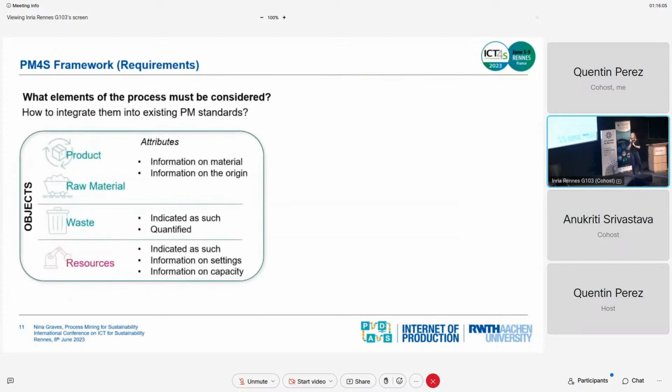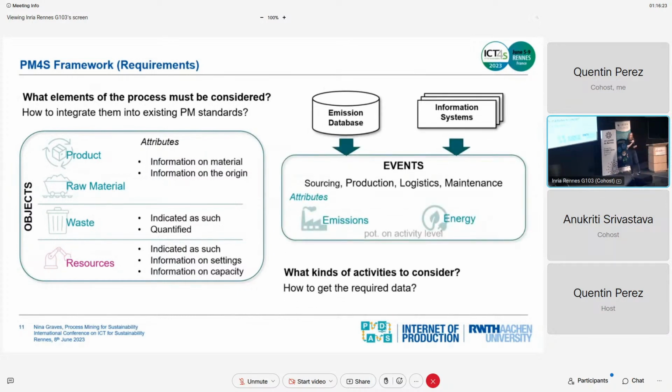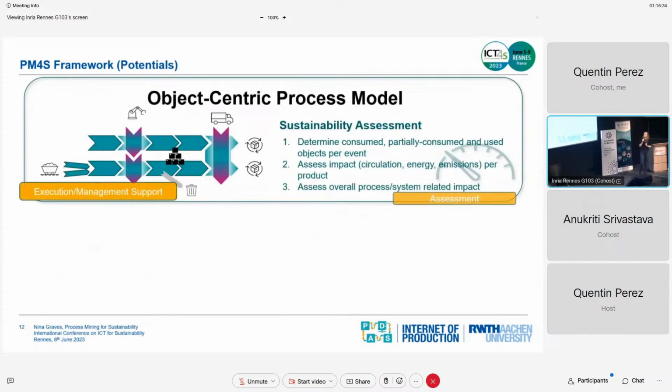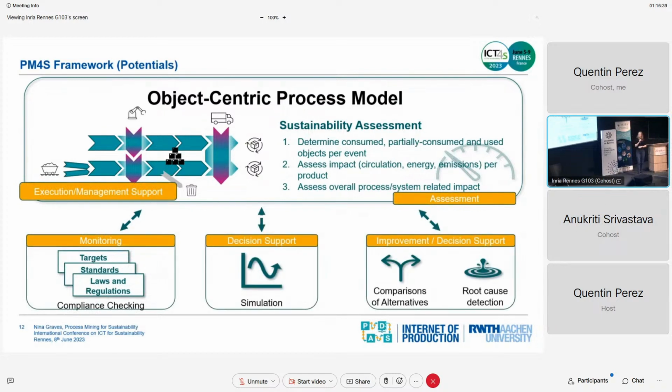So we tried to build a little framework saying, if you want to do process mining for sustainability, how would you have to apply it? We considered what elements of the process you have to consider, and we built that. We asked what events you have to look at, so what kind of activities. We see that we have to broaden the scope of the activities to look at. And then we thought about what we can actually help with: we can help assess, we can help decide, we can help compare to current standards.